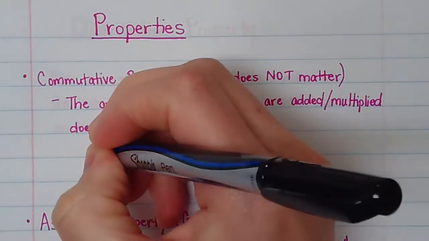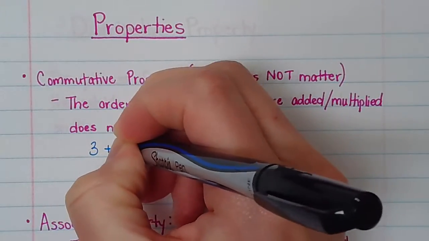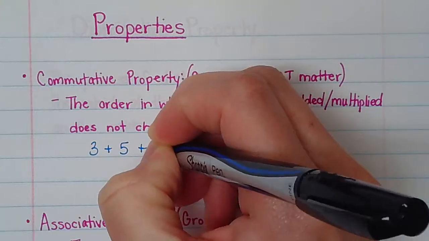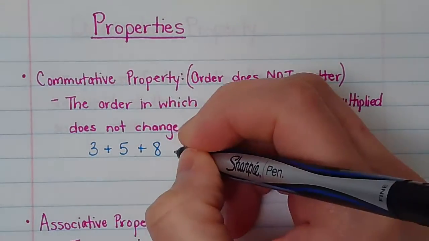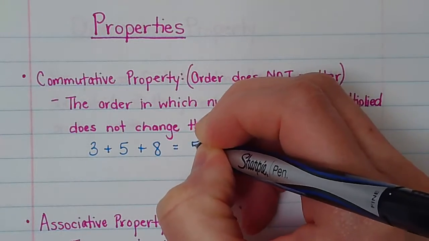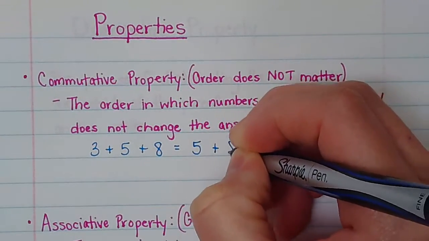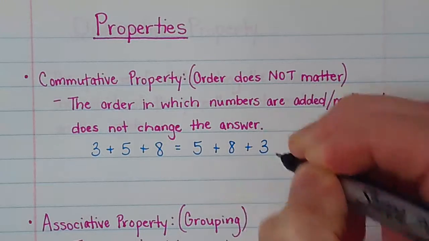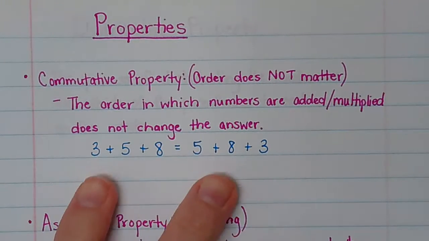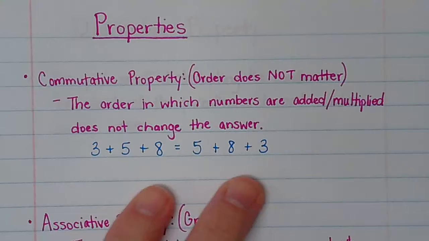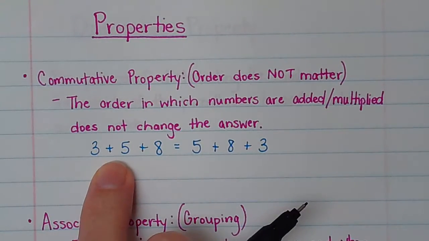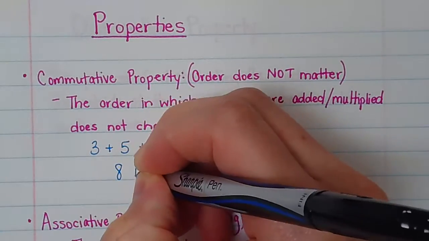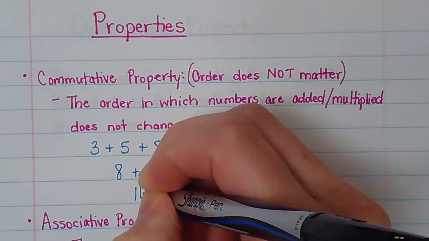If we did 3 plus 5 plus 8. And then on the other side, if I did 5 plus 8 plus 3. I think you can agree that the order has changed. These are no longer in the same order, but they are the same numbers. They have to be the same numbers, but just in a different order. All right, so let's see. 3 plus 5 is 8. So that's going to give me 16.